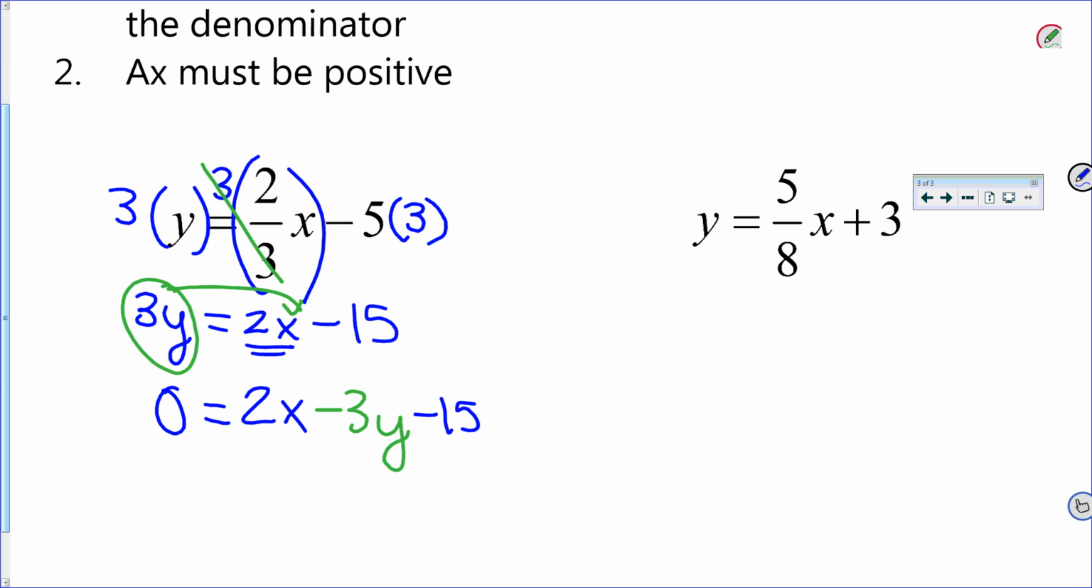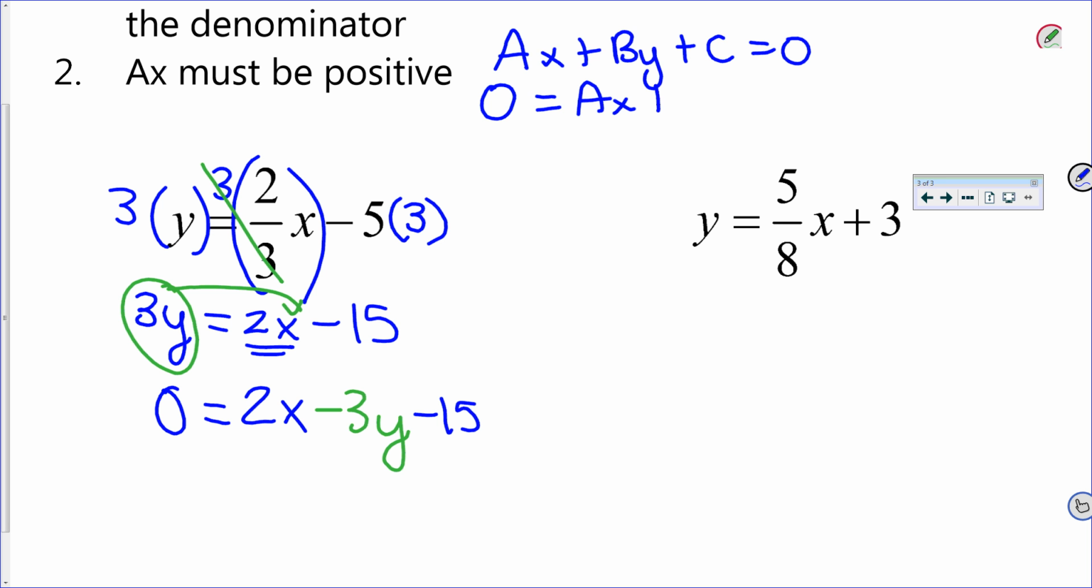So standard form can be written one of two ways. I'm just going to write it up here. So I have ax plus by plus c is equal to 0. That's one way you can have it. Or you could have 0 equals ax plus by plus c, just plus c. Those are the two ways that we want our equation. So I need a 0 on one side of the equal sign and everything else on the other. No fractions, and your term with the x must be positive.